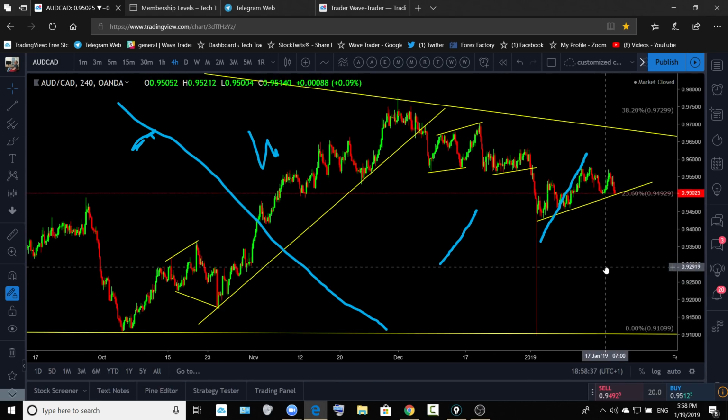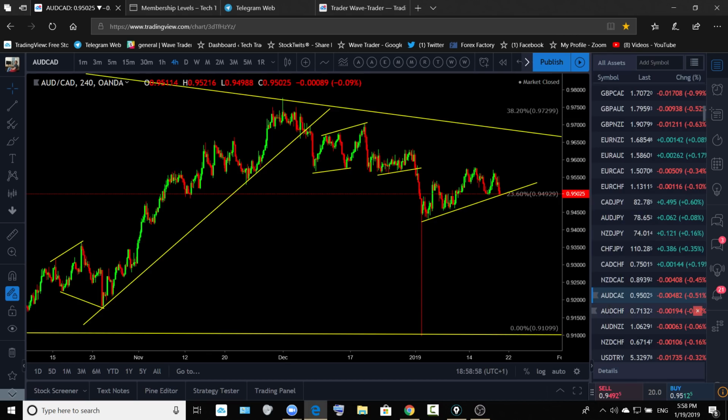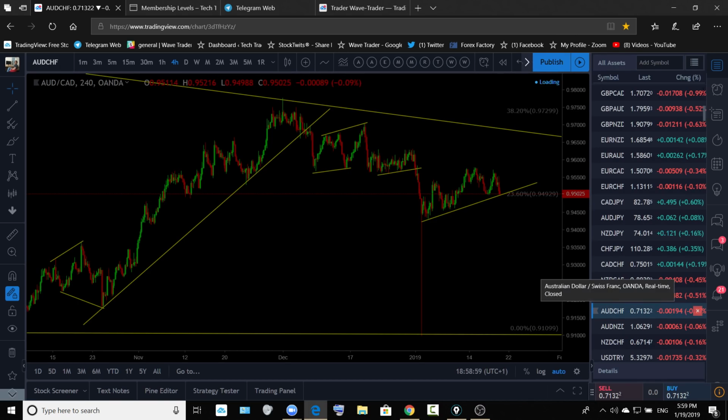Similar kind of setup I'm just showing you on the KiwiCAD. What KiwiCAD has done: broken down, correction. This was sharp. I don't think KiwiCAD is going to be sharp like UziCAD, so it's going to go slowly to the downside. Trade on that. Good pair to trade.